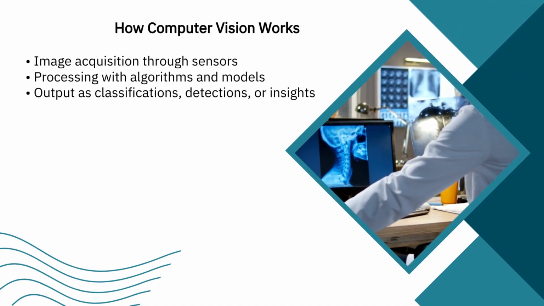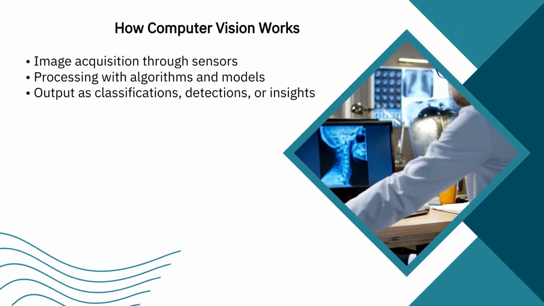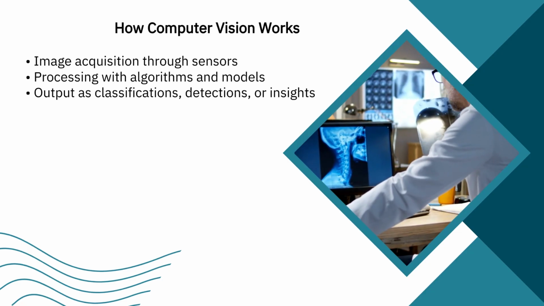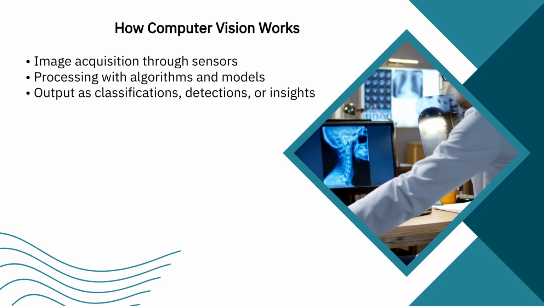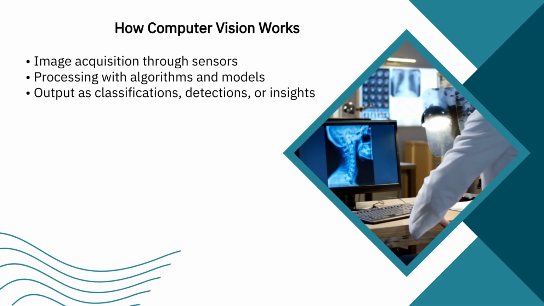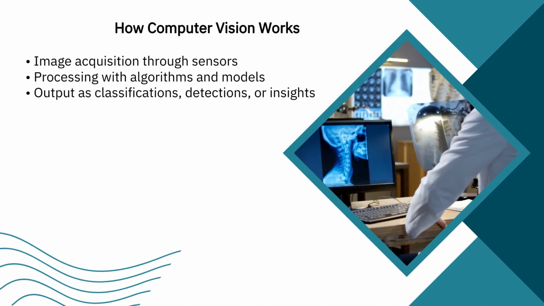So, how does computer vision work in practice? Step 1 is image acquisition, capturing a visual input from a camera, sensor, or scanner. This could be a still image, a video frame, or even 3D depth data.